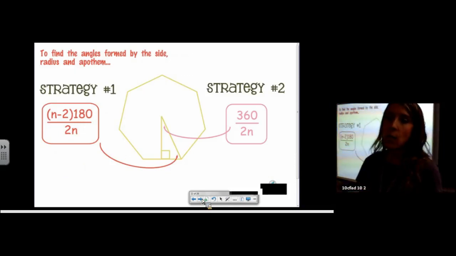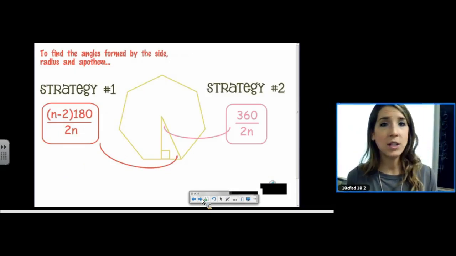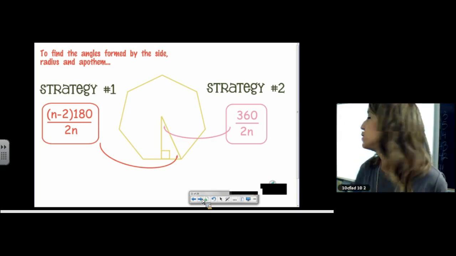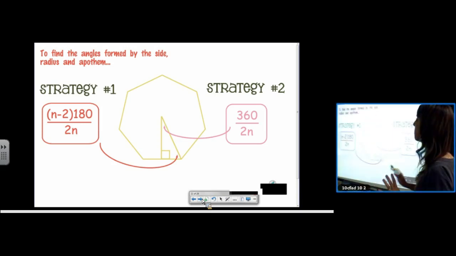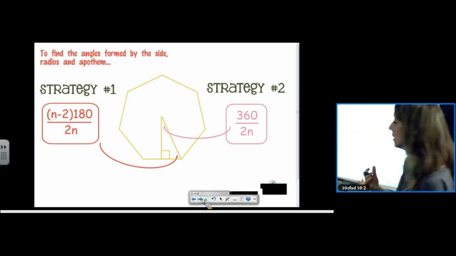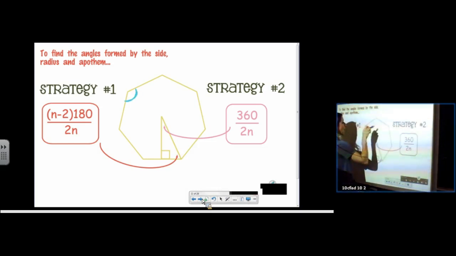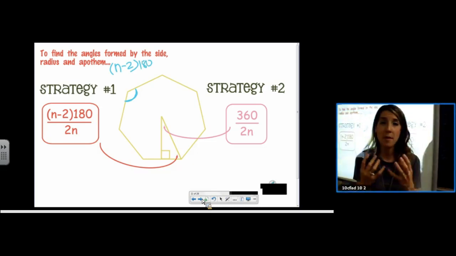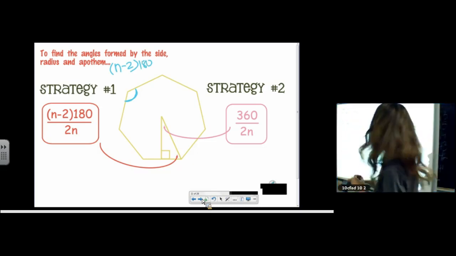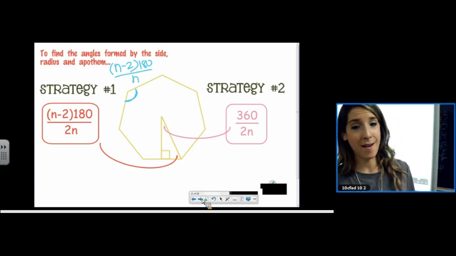So when we have our not special cases, you need an angle. You can't do trig without an angle. So since you need an angle, you can pick whichever strategy works best with you. If you remember, to find an angle of a regular polygon, you did n minus 2 times 180, which was the sum of the interior angles. Then you divided it by n, and that got you one angle.